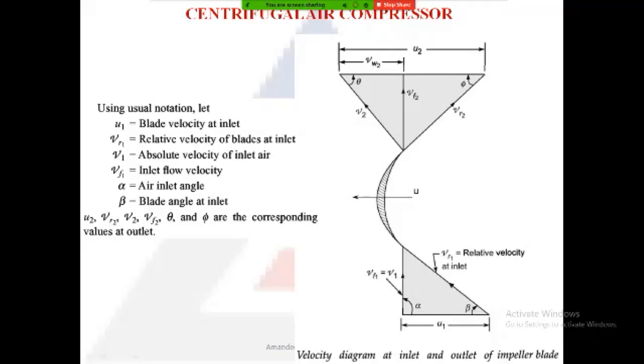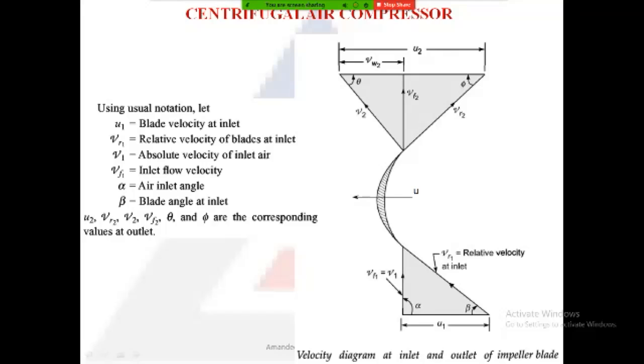Similarly, the absolute velocity at the inlet, V1, will have two components. It will have the vertical component, known as VF1. Now VF1 will be equal to V1 sine alpha, because the vertical component is always V1 sine alpha.